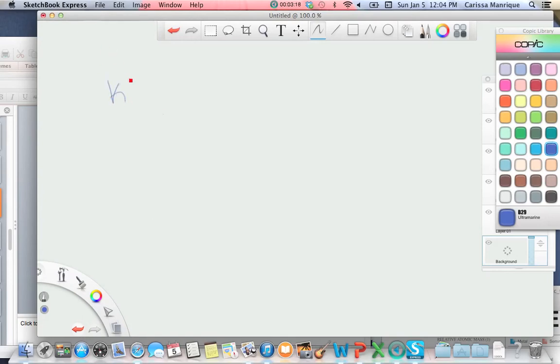KBr. Okay, so this right here, K is potassium. So that is just potassium. And then Br is bromine, but we don't name it bromine, we name it bromide. So potassium bromide.